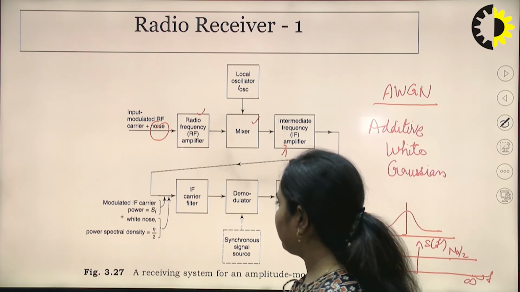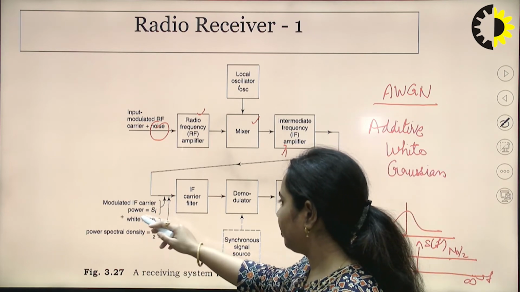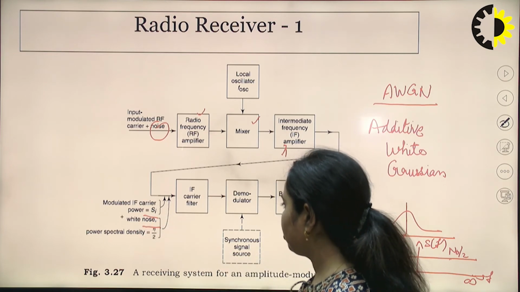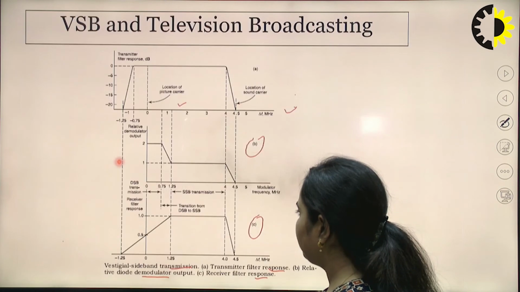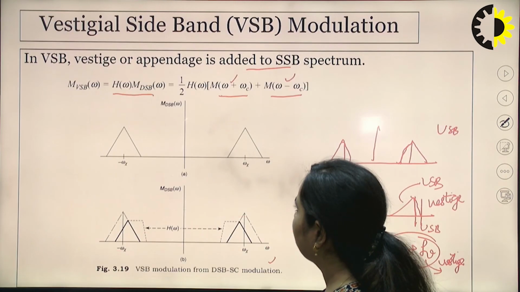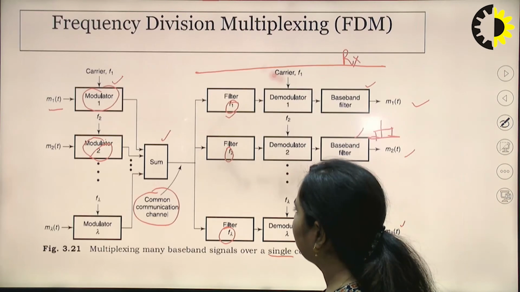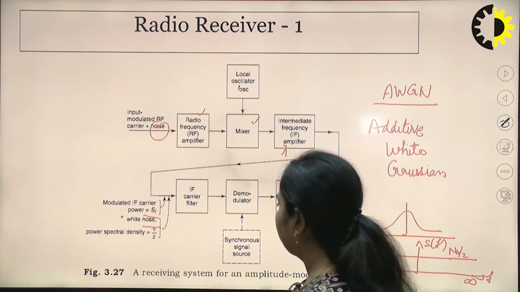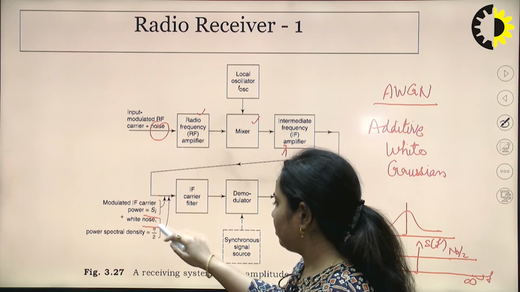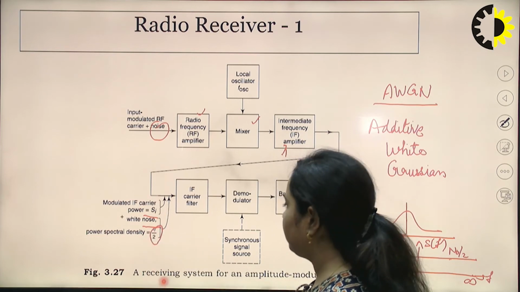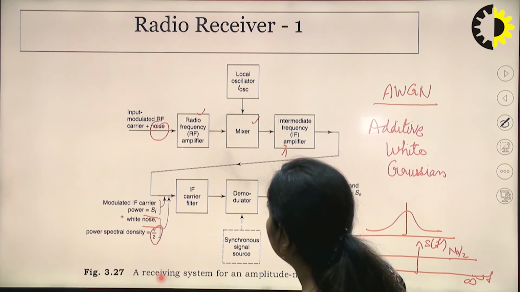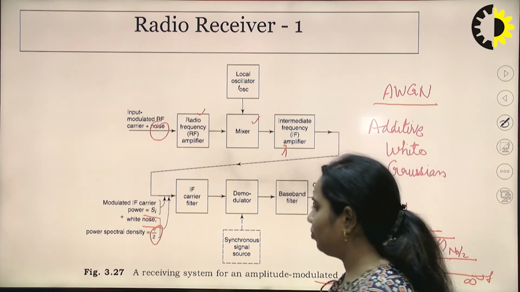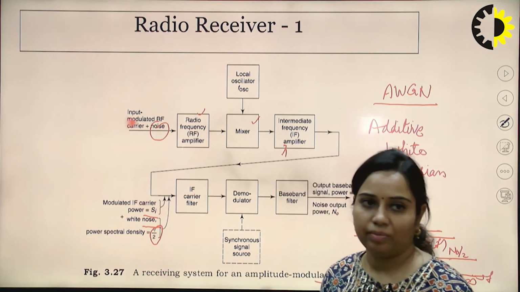Then this is passed through this modulated IF carrier, that is, power is equal to signal plus white noise. So that will be the power spectral density. I have said that the power spectral density of this particular signal is N naught by 2. You can take it as eta by 2, meaning eta or N naught is a constant, divided by 2.